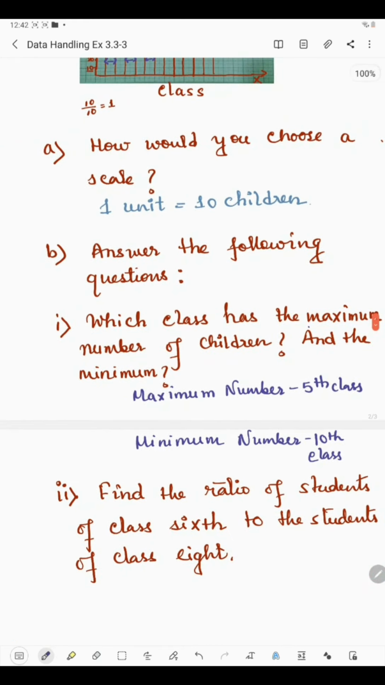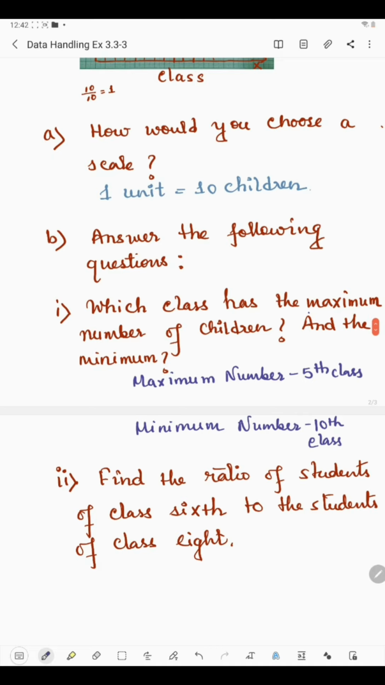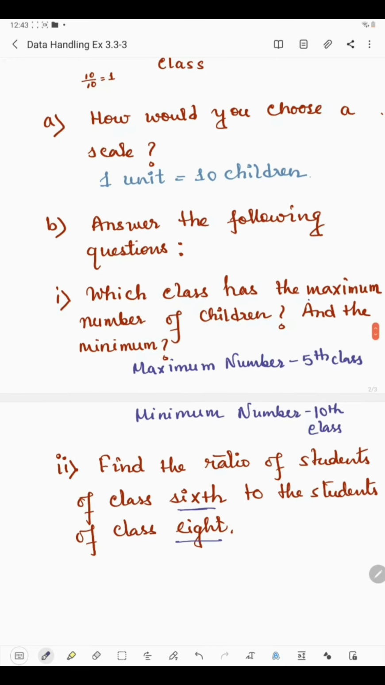Now in the last part we have find the ratio of students of class 6 to the students of class 8. Now ratio means when we compare the two numbers. So here it is said that the number of 6 at first. So while writing ratio, we always remember whatever will be given at first, we will write that in the numerator. Okay. So since we are finding the ratio of 6th class to the 8th class, so 6 will be in the numerator and 8 will be in the denominator.